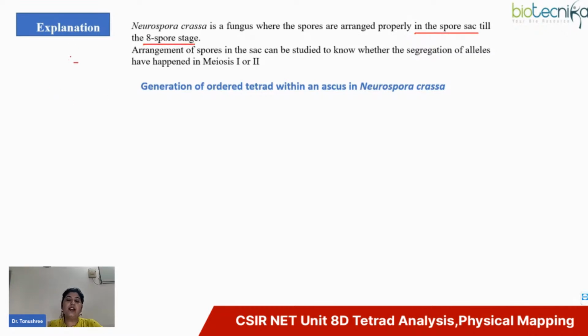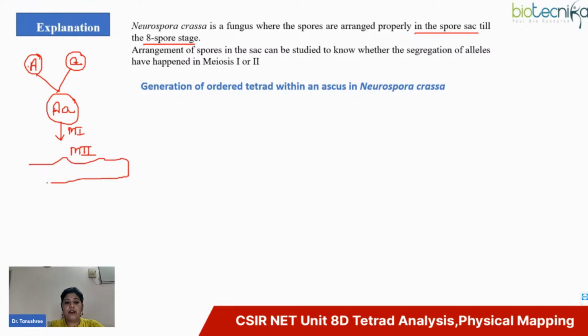When we talk about the sexual reproduction of fungi, let's say these are two different mating types of haploid cells. These cells fuse together to form a diploid zygote. Now this diploid zygote will undergo several cell divisions, like meiosis 1, which, as you know, is a reduction division, followed by meiosis 2. That results in the formation of 4 ascospores in an ascus.